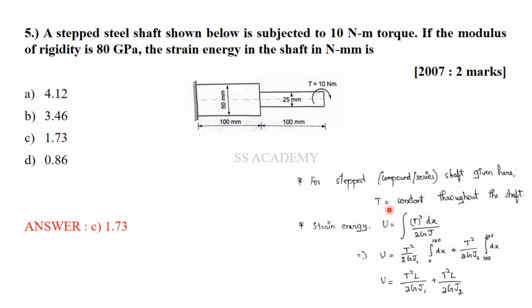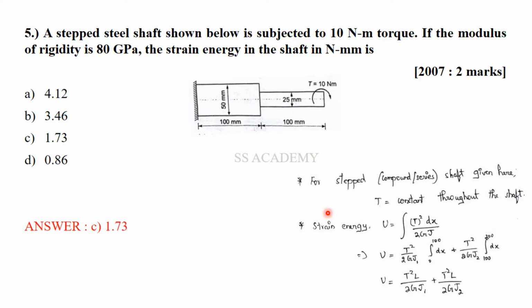So we are having T to be constant throughout the shaft. We must know what strain energy is in the case of torsion. What is strain energy actually? Strain energy is the energy stored due to deformation, that is, deformation due to the load applied.